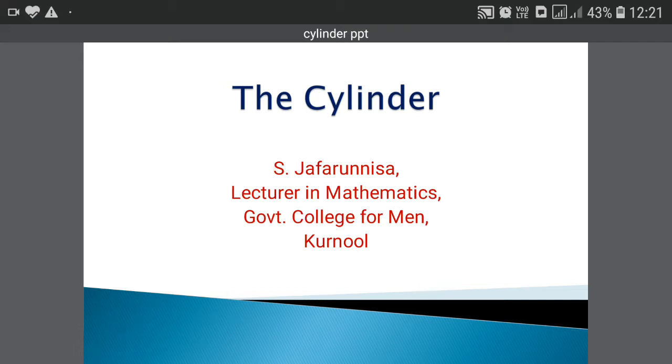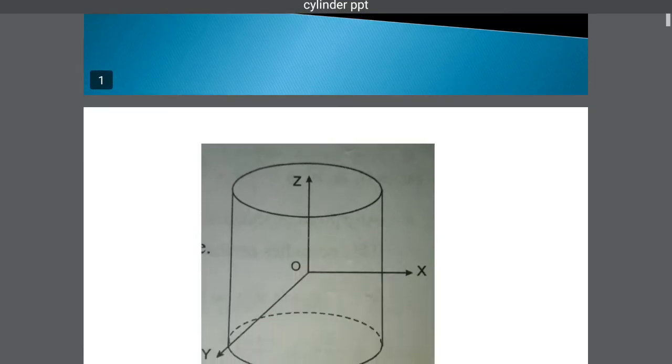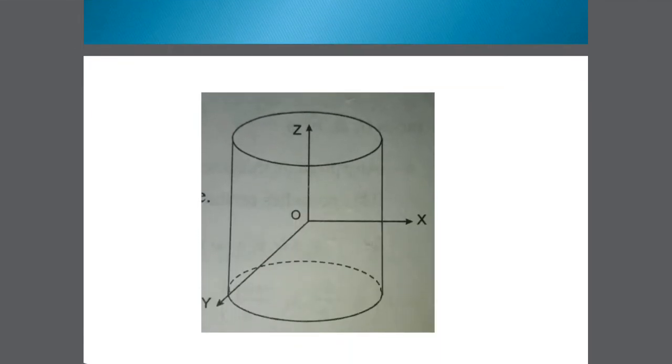In this class, we will discuss what a cylinder is. In the previous classes, we have already discussed the plane, the line, the sphere and the cone. Now, the cylinder is the surface generated by a straight line passing through a fixed line, and it may intersect a given curve or touch a given surface.